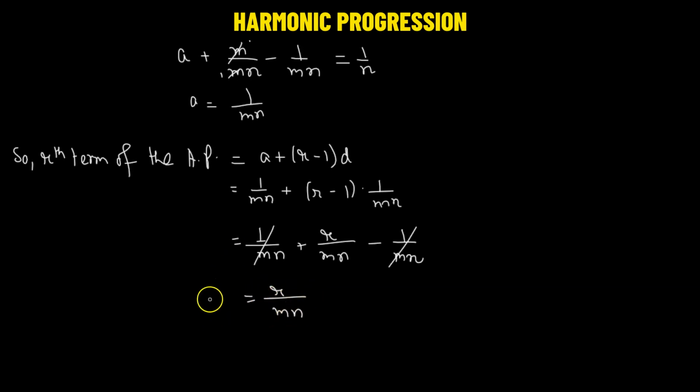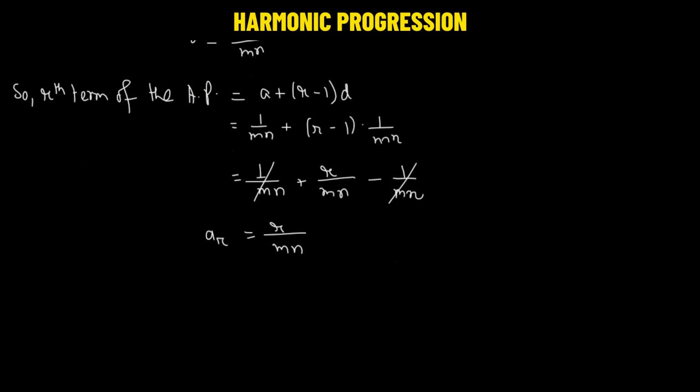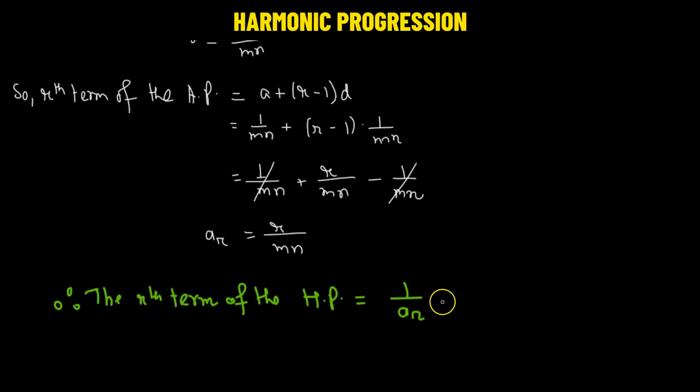So this is the rth term of the arithmetic progression, but in our problem we are asked to find the rth term of the harmonic progression. Therefore the rth term of the harmonic progression will be given by the reciprocal of the rth term of the arithmetic progression. So that's simply given by m times n divided by r. This is going to be the final value.